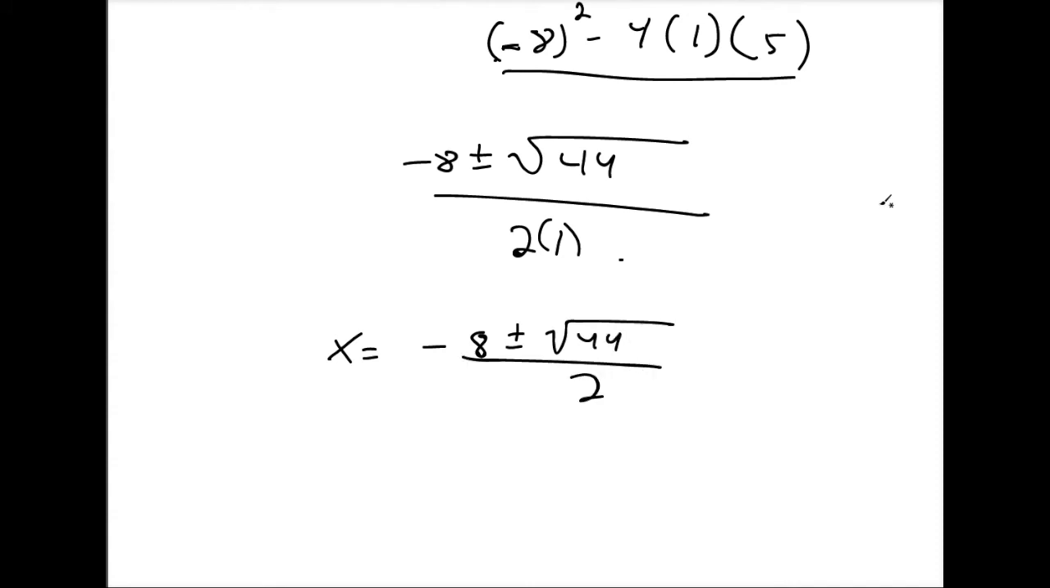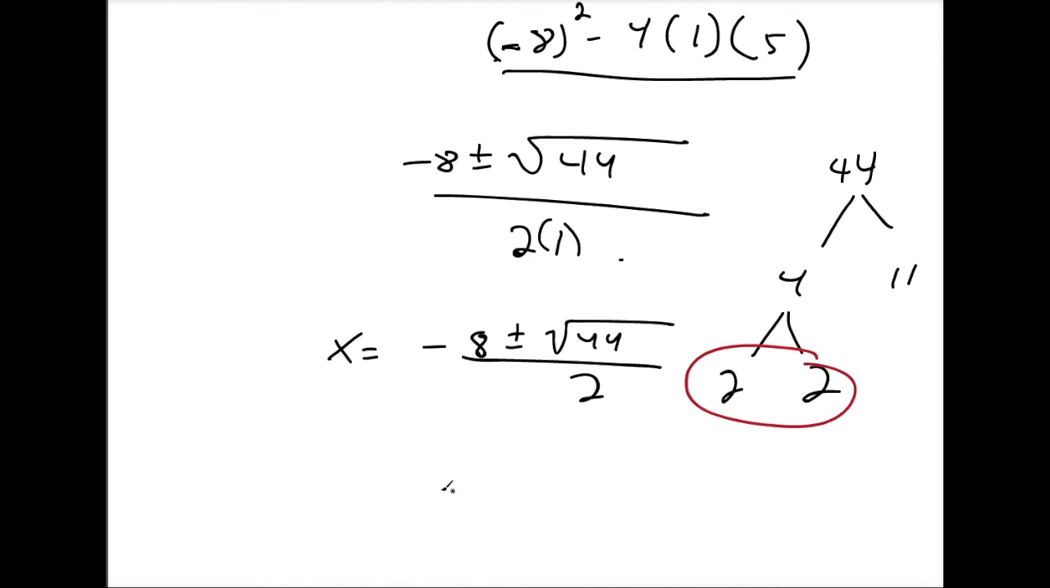Okay, so for 44, you'd have to factor tree it. And then say what times what is 44? 4 times 11. And then you could bust up the 4. And then you circle your pairs. Circle your buddies. So it'd be 2 root 11. For every pair you have, you cross one out. So it's -8 plus or minus 2 root 11 all over 2.